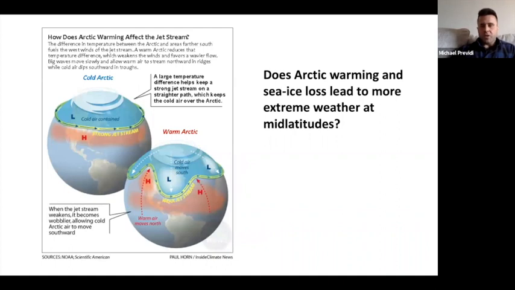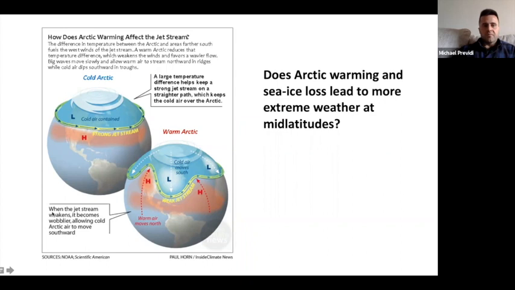Another example of why Arctic warming and sea ice loss could be important. Mike also, I think, alluded to this in his intro earlier today. It's thought that there's the potential, anyway, that the enhanced warming of the Arctic and the associated loss of sea ice could lead to more frequent extreme weather at mid-latitudes of the Northern Hemisphere. And let me spend a couple of minutes describing why it's thought that could be the case.